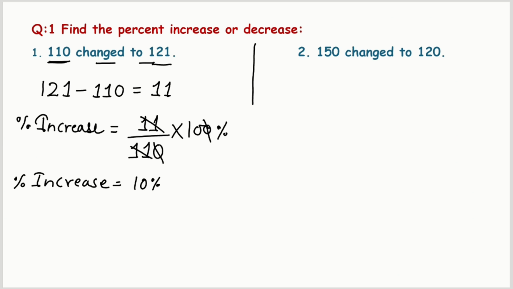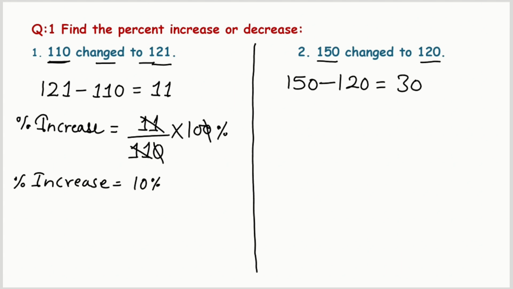Now the second one is the value 150 is changed to 120. Now what is the difference between these two values? 150 minus 120, which is 30. Now the second value is getting decreased with reference to the first value. So it is called percent decrease.